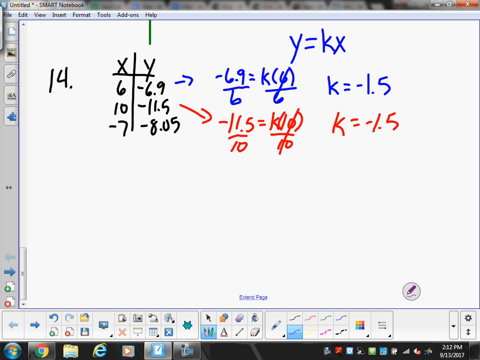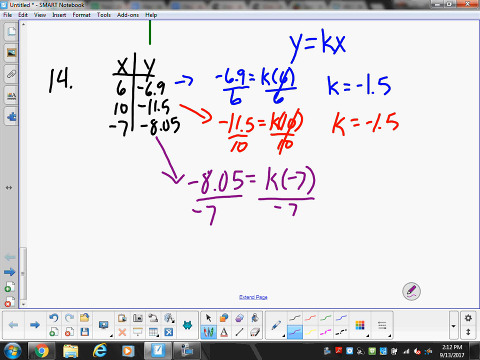Those two are the same. Okay, so should we stop there and just say, hey, that's good? No. You've got one more to try here. Negative 8.05 equals k times negative 7. Divide both sides by negative 7, and I'm going to stop right there.